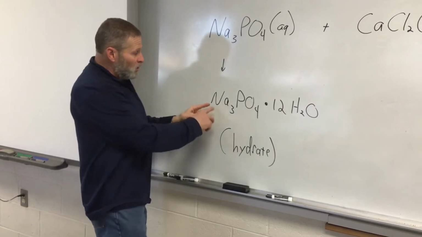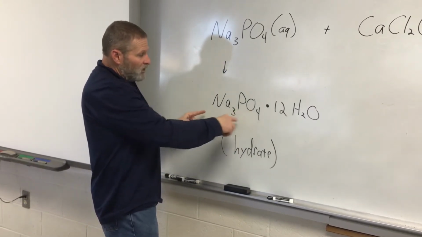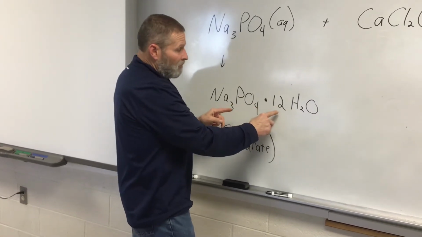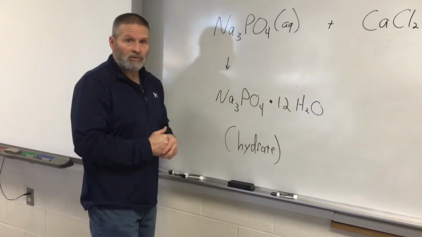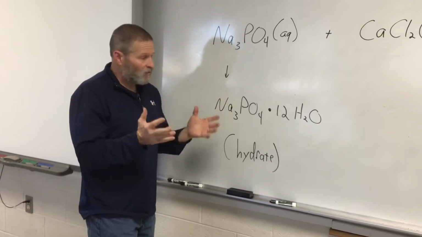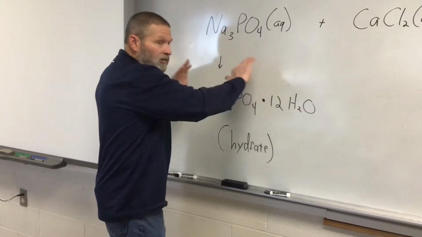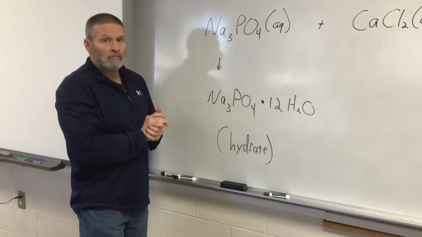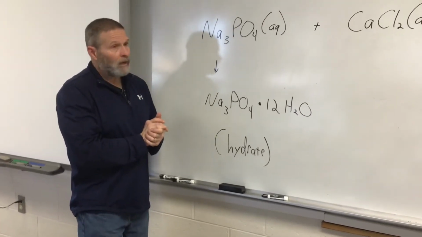So you're going to have to find the molar mass of this so you can convert grams to moles. What you're going to do is find the molar mass of sodium phosphate and then add to it the mass of 12 water molecules. And that will be the mass of one of these particles. One mole of those particles, I should say. Right. Okay, we can do that.